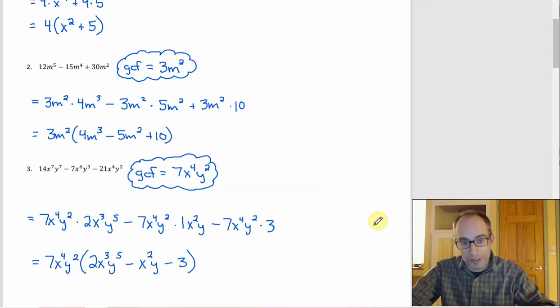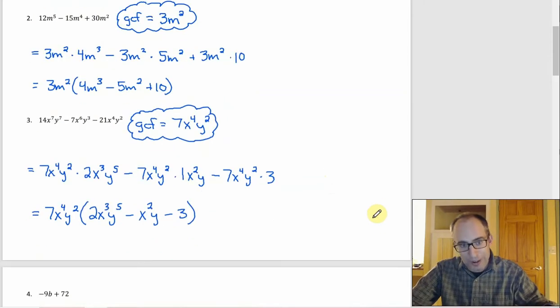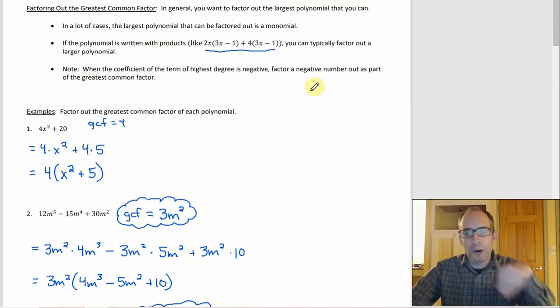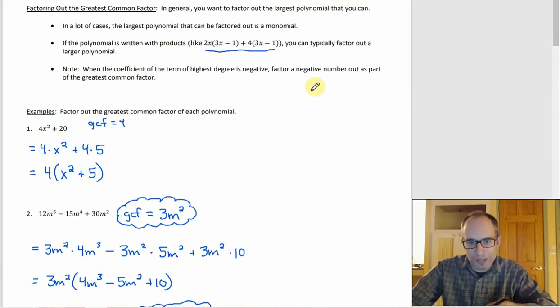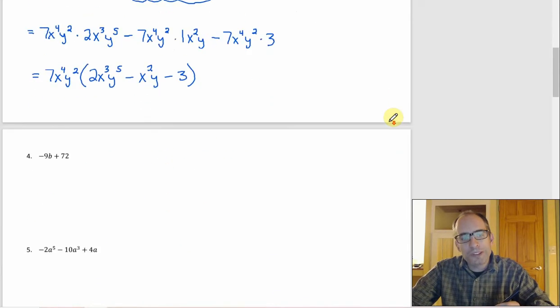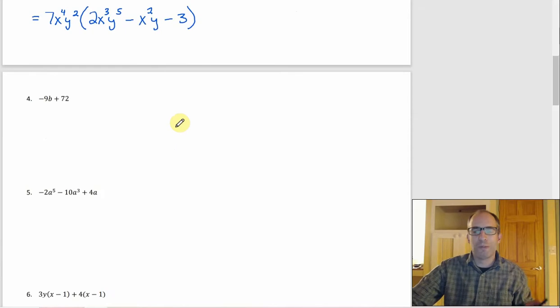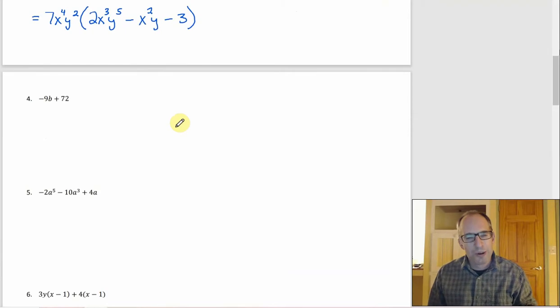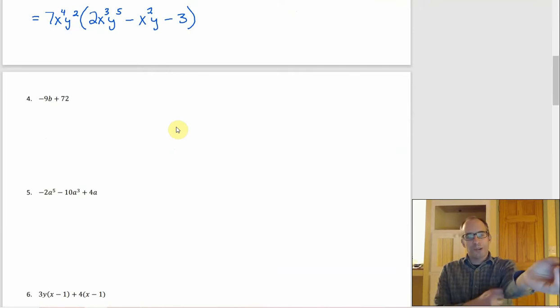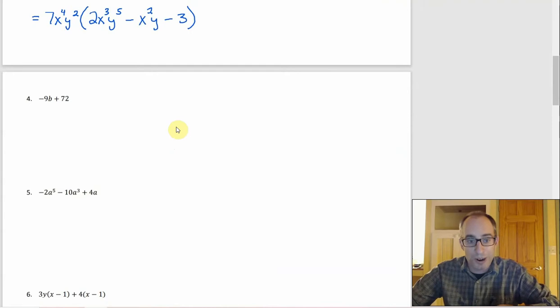Now, what if you have a negative? All right, so if I go back up toward the top, when the coefficient of the leading term is negative, you factor a negative number out as part of the greatest common factor. This is one of those things where if you don't remember it, it becomes like a gray area where you think, like here with the negative 9b plus 72, should I be factoring out a 9 or a negative 9? I don't remember. But if the leading term has the negative coefficient, you should factor out a negative.